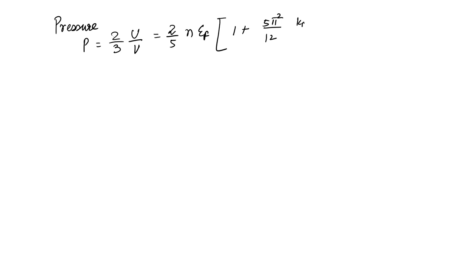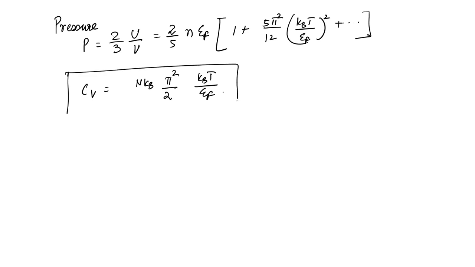And similarly, for the pressure, p is equal to 2/3 u by v, and this is equal to 2/5 n epsilon f, a result that we have already seen, plus 1 by 5 pi squared by 12 and (kT) squared by epsilon f whole squared, and you have other terms which can safely be neglected. So, the leading term always gives you the T equal to 0 result in all the cases that we have seen. And so, the CV finally can be written as nk times pi squared over 2 times kT over epsilon f. So, this is a result that we are interested in, and CV for a fermionic system or an electronic system at low temperature goes as T.